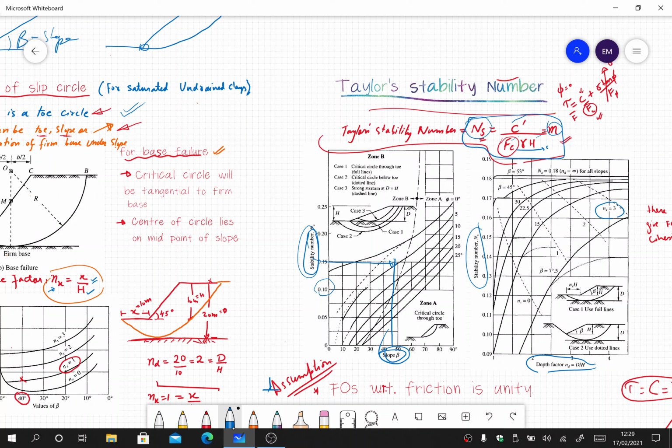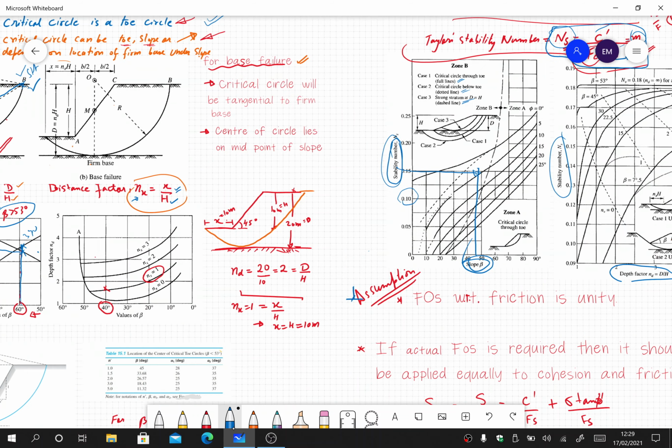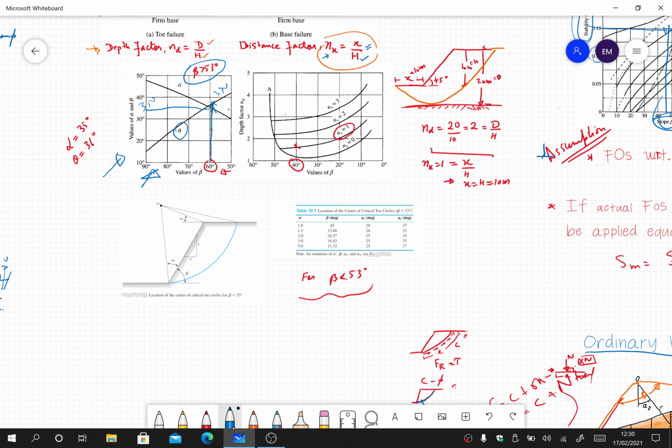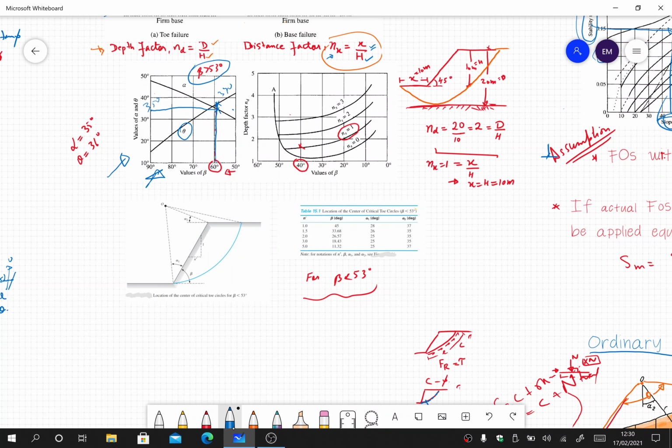Either it's going to be a critical circle through the toe, which is the full line, if it's below the line it's the dotted circle, and if it's at the datum, that means at the level of the toe, then we use this line. So simply use this chart to decide whether it is going to be a base failure, toe failure, or a slope failure. If it's going to be a slope failure, we know we are discussing beta less than 53 degrees this time. In such cases, we extend and mark a line at an angle alpha 1 from the toe of the slope, and from the top of the slope we mark an angle alpha 2 from the horizontal, where they intersect.